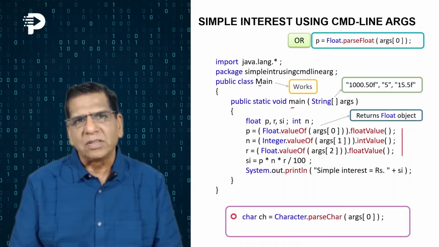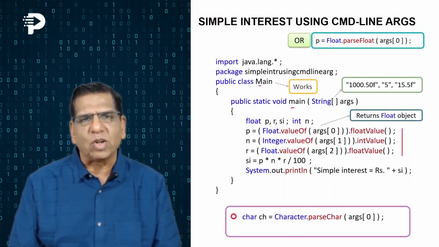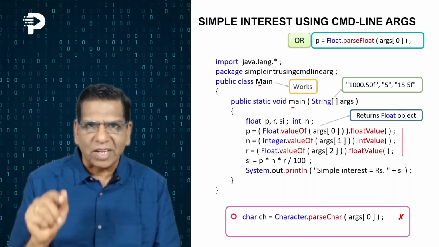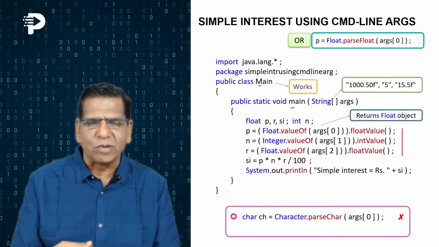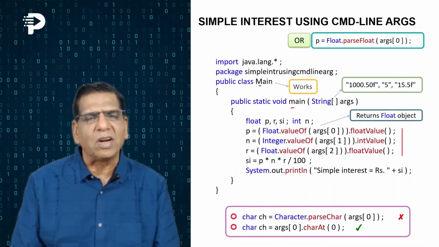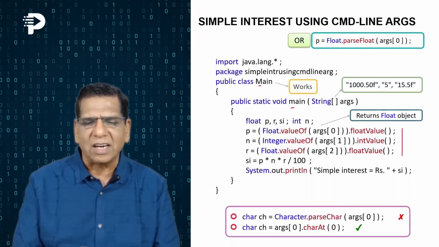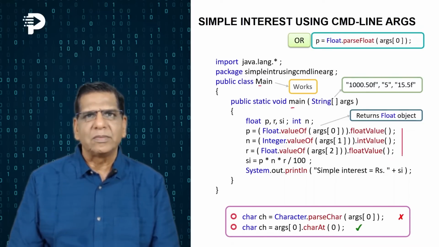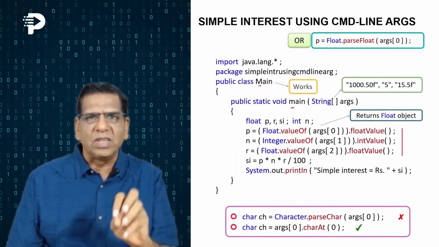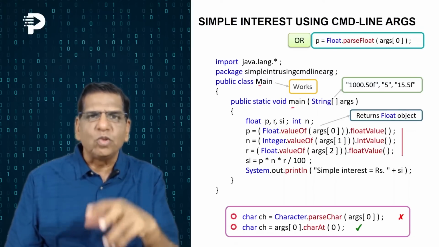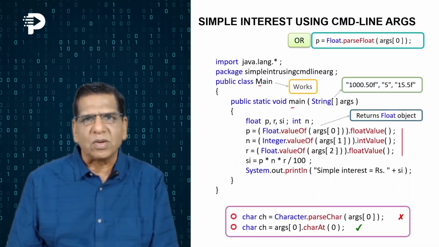Now question comes, do I also convert the character by saying character.parseChar? Well, that doesn't work, because for character, if I am to extract the character out of a string, I simply have to make use of a function called charAt. charAt(0) means get me the character at the 0th position. From a string, I can always extract the character using this charAt function. So string to character you do using charAt. String to integer you do using integer.parseInt. String to float you do using float.parseFloat.